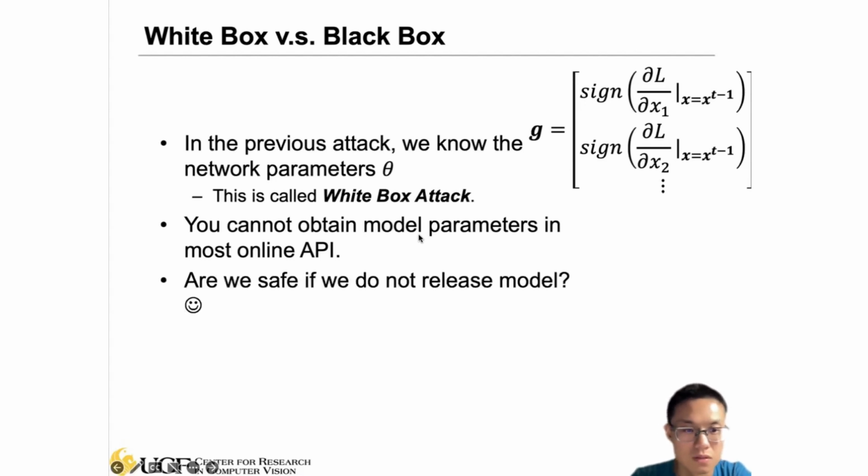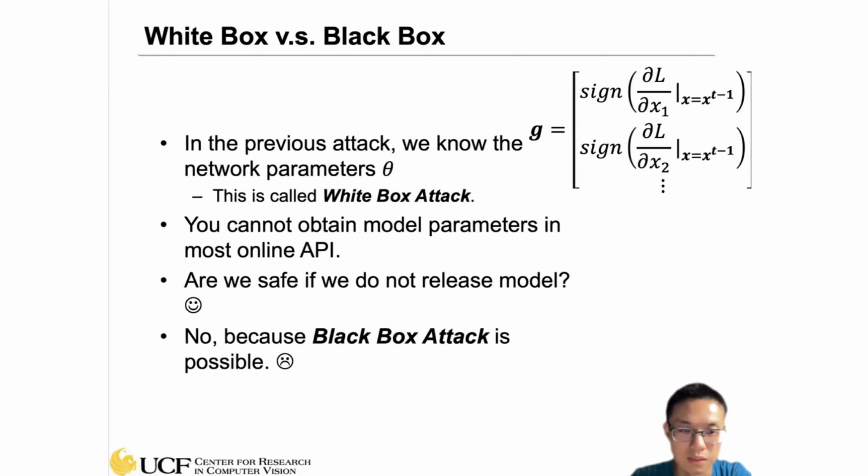Okay. So in this case, does this mean we are safe? We are not under the risk of adversarial attack if we don't release the model? Unfortunately, the answer is no, because we can also do a black box attack, and this can also make the machine learning model generate false or misclassification, even if the attacker doesn't know anything about the machine learning model. So this is called a black box attack.